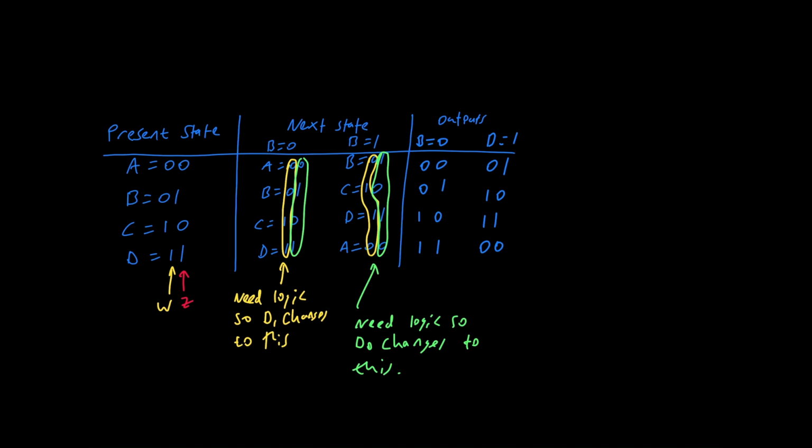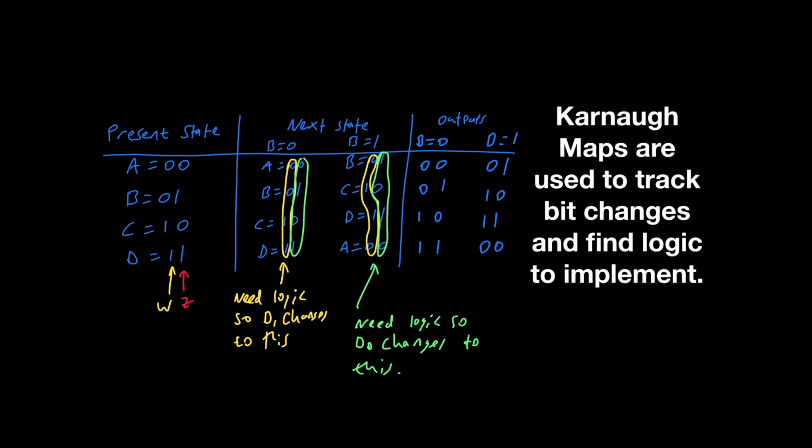Karnaugh maps are needed to track the bit changes to find the logic to implement. We need logic between the output of the flip-flops, which feed back into the inputs, and logic incorporating the input B into the decision to move between states. Here we are using only 2 bits, so we need 2 flip-flops. One flip-flop will control how the first bit of the present state changes to either of the first bits of the next state, as shown by the color coding.